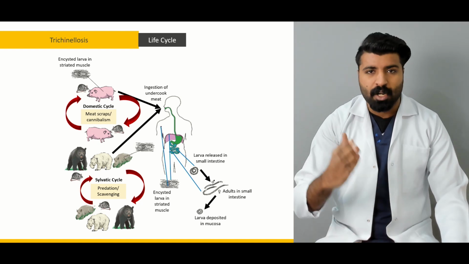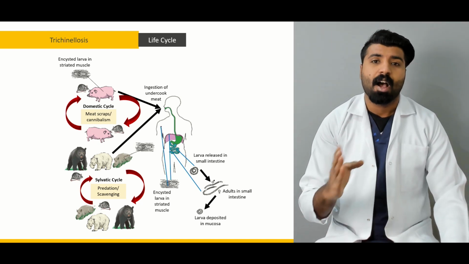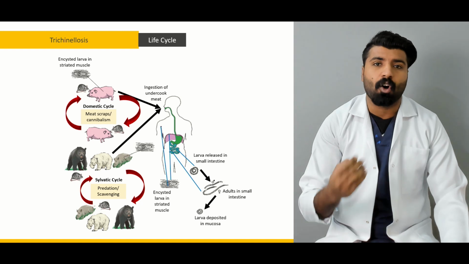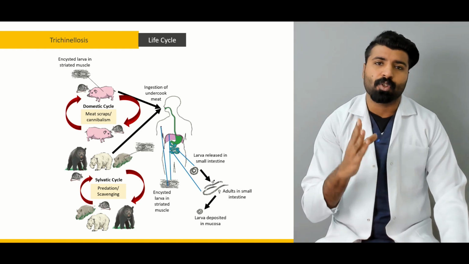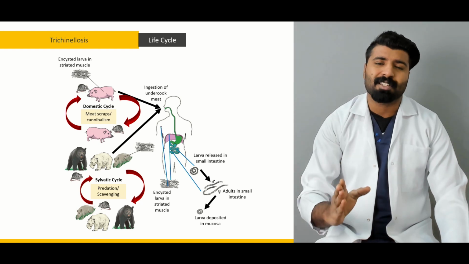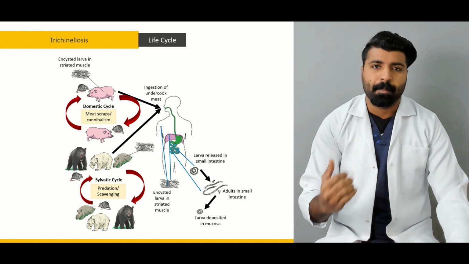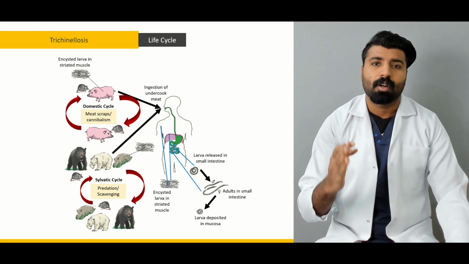If they go into an adult state, they're going to stay in that intestine and they're going to cause this infection. Otherwise, if they are multiplying or they were just larvae, they're going to cross the mucosa and go into the muscles and get deposited there. And once they are adults, they're going to come back into the intestine.